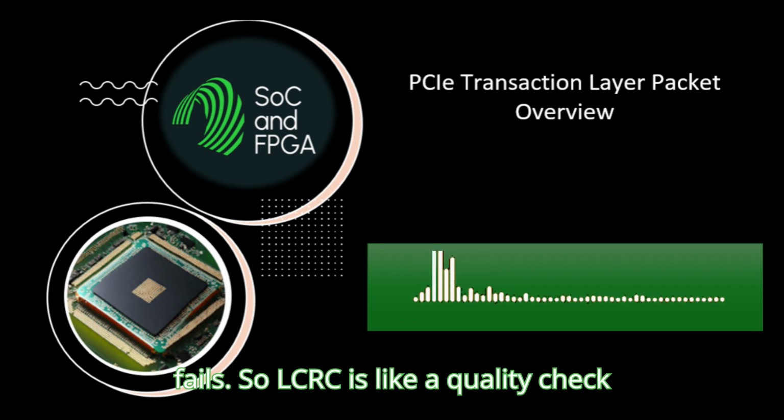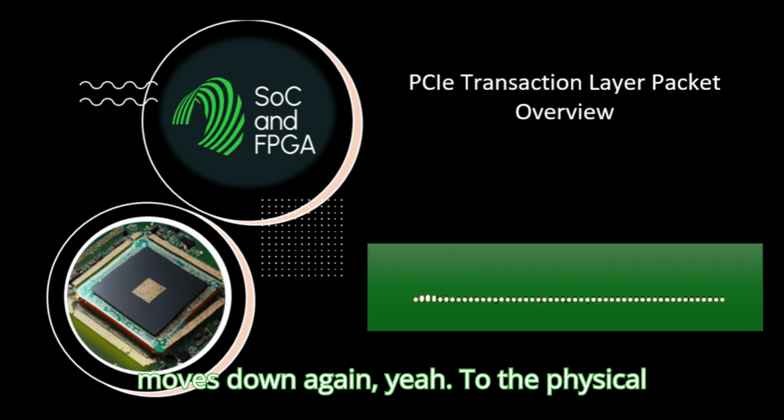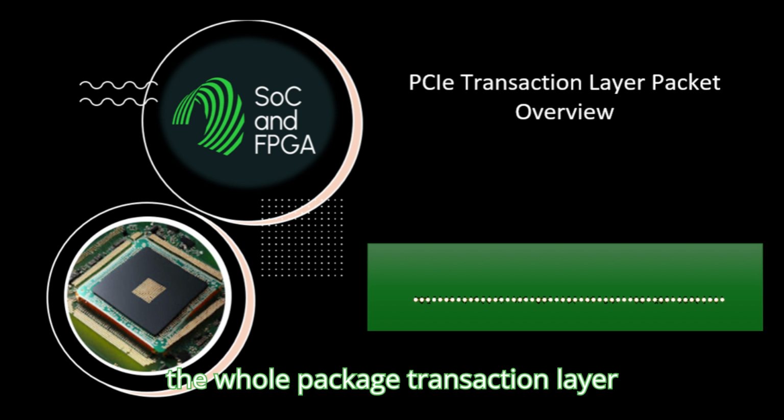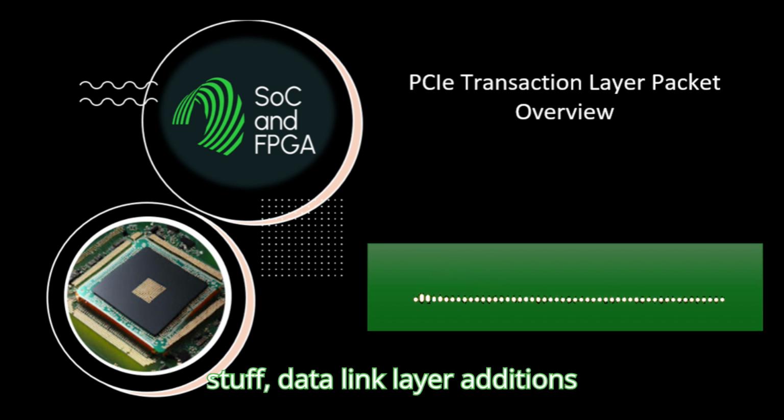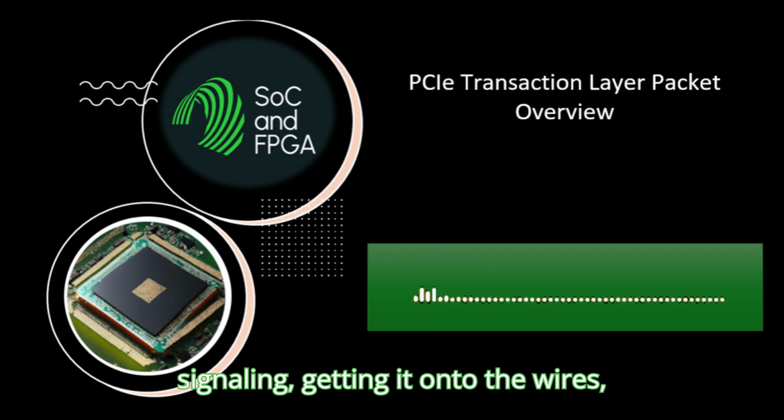So LCRC is like a quality check at each handoff point. Okay. And then it moves down again. Yeah. To the physical layer. Exactly. The physical layer takes the whole package, transaction layer stuff, data link layer additions, and handles the actual physical signaling. Getting it onto the wires.